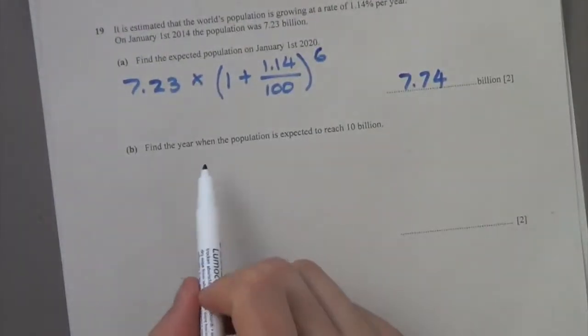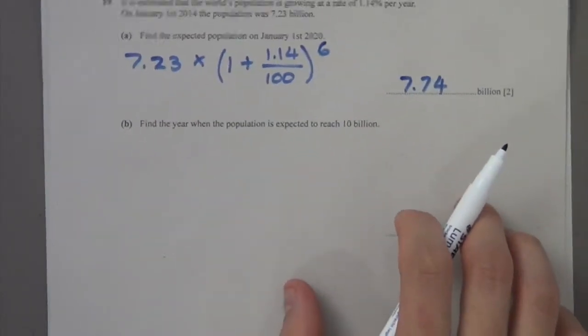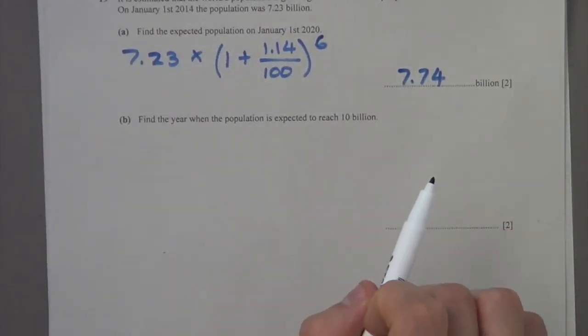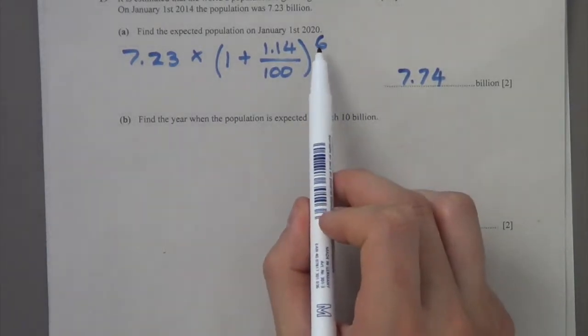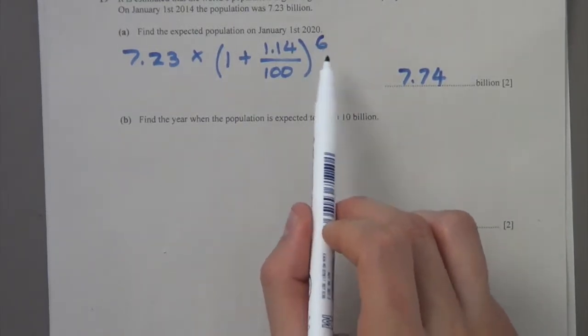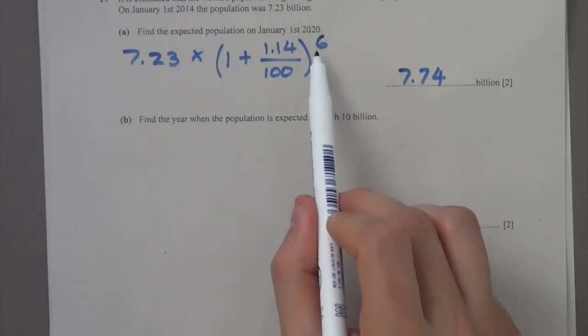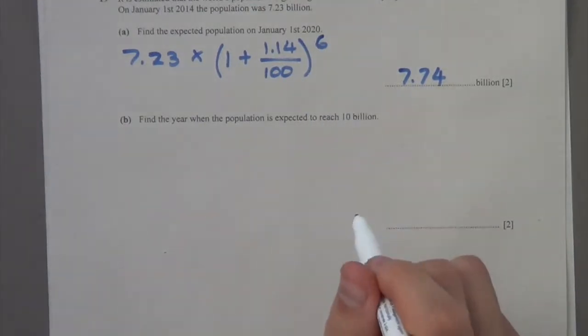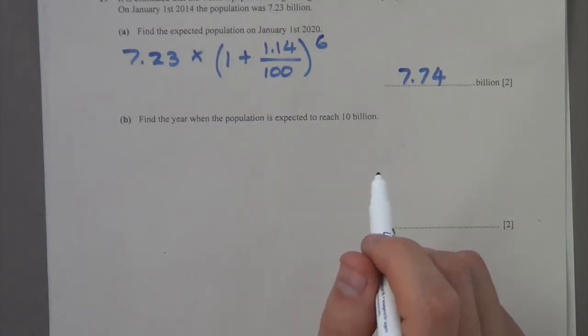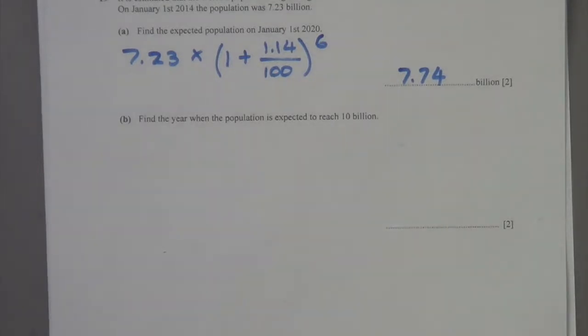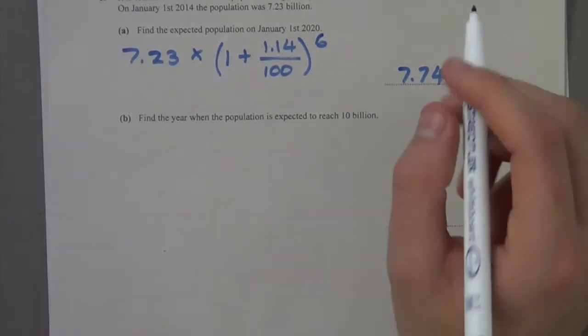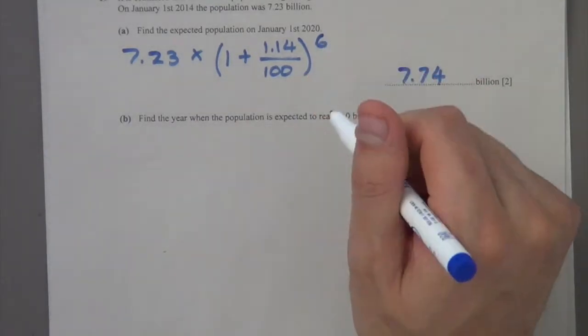Okay, next question. Find the year when the population is expected to reach 10 billion. Now, for this example, I would literally just suggest trying out numbers. If you know in 6 years' time it's going to be 7.74 billion, try out 7, try out 8, 9 and 10, and if you tried out each one of those, you would eventually find out that 28 is the number that is needed to be your n to get 10.